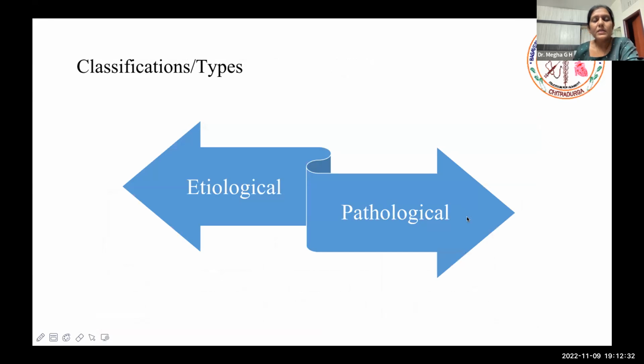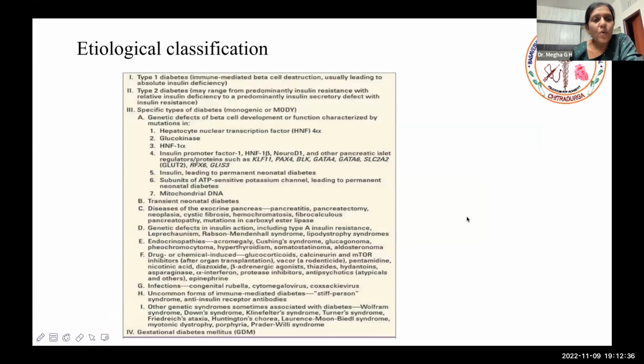Coming to classification, these are classified on etiological and pathological basis. This slide gives an overview of the etiological classification, where type 1 diabetes is purely an immune-mediated beta cell destruction leading on to absolute insulin deficiency. Type 2 is either insulin deficiency or insulin resistance. Type 3 is a specific type of diabetes, which could be monogenic or maturity onset diabetes of the young. Here, there are genetic defects of beta cell development or function, characterized by mutations in HNF 4 alpha, 1 alpha, glucokinase, or there could be a mutation in the ATP sensitive potassium channels.